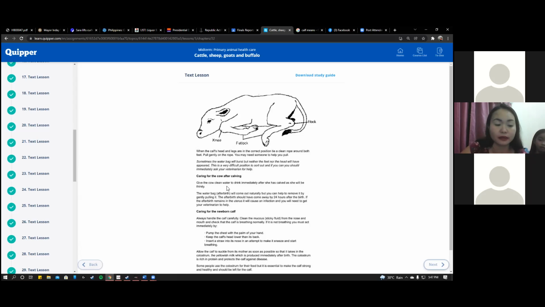So, when the calf's head and legs are in the correct position, tie a clean rope around both feet. Pull gently on the rope. You may need someone to help you pull.